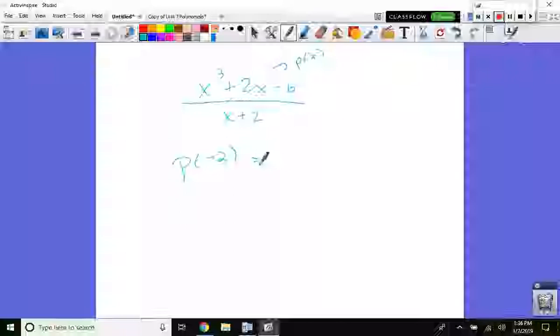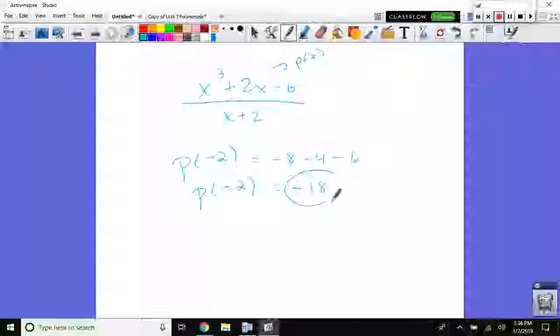You guys okay with that? Okay? So if I take negative 2 and I substitute it in here, what's that going to be? Negative 8 minus 4 minus 6. So p of negative 2 is equal to negative 18. So that means the remainder, if I did this by long division or synthetic division, the remainder would be negative 18. Okay? That's what that says.